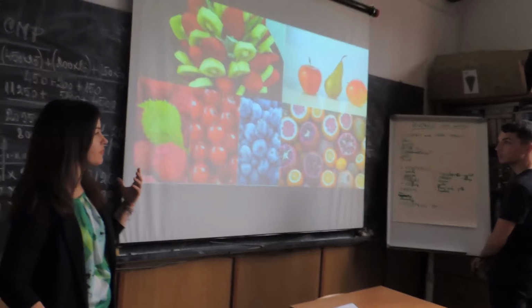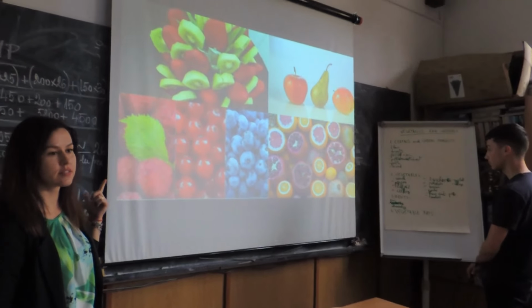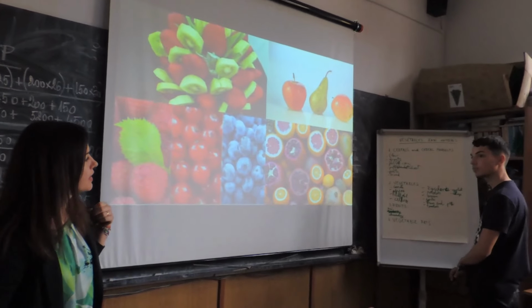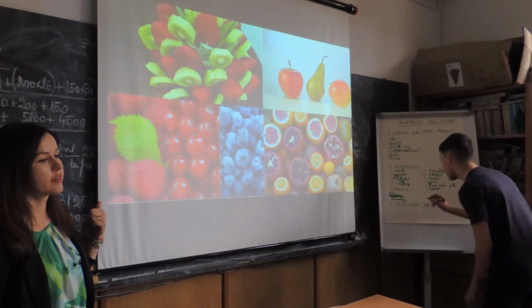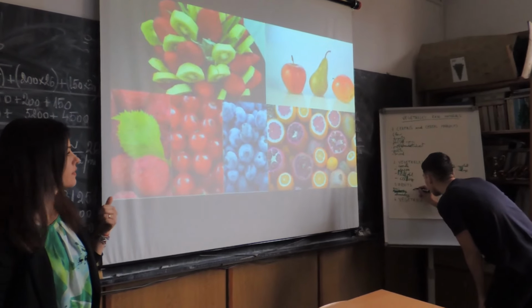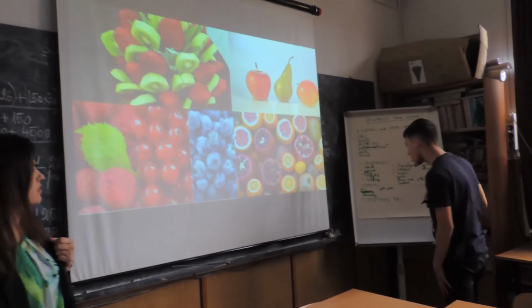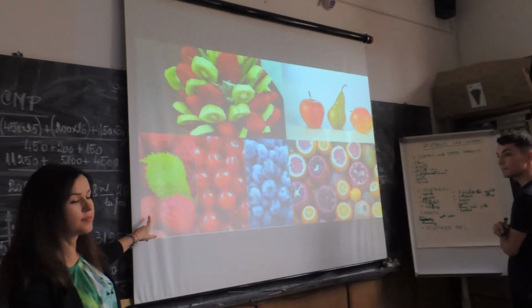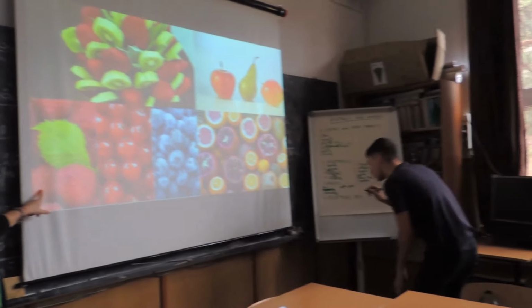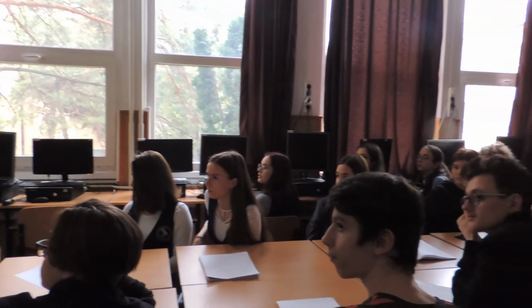Okay. For fruit, in the first image we have kiwi and strawberries. And then the next image, apples and pears. Okay, the apples and pears have seeds. That's why they are called seed fruit. This one? Raspberry. You like berries in general? You know that they're really, really healthy for you.